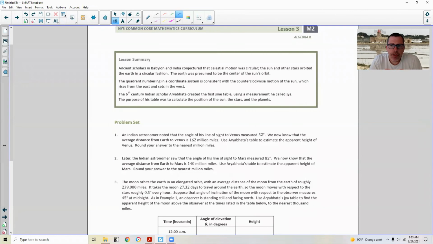All right, page 6 brings us to the end of lesson 3. Review the lesson summary and go to your problem set.